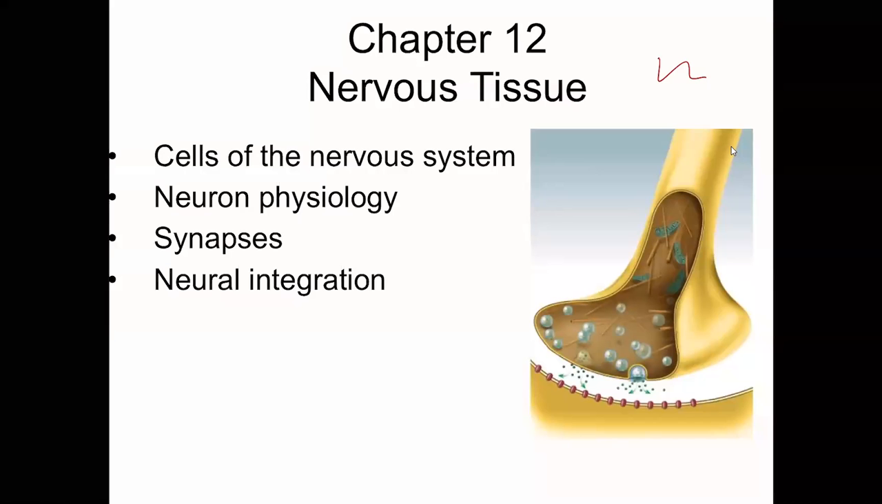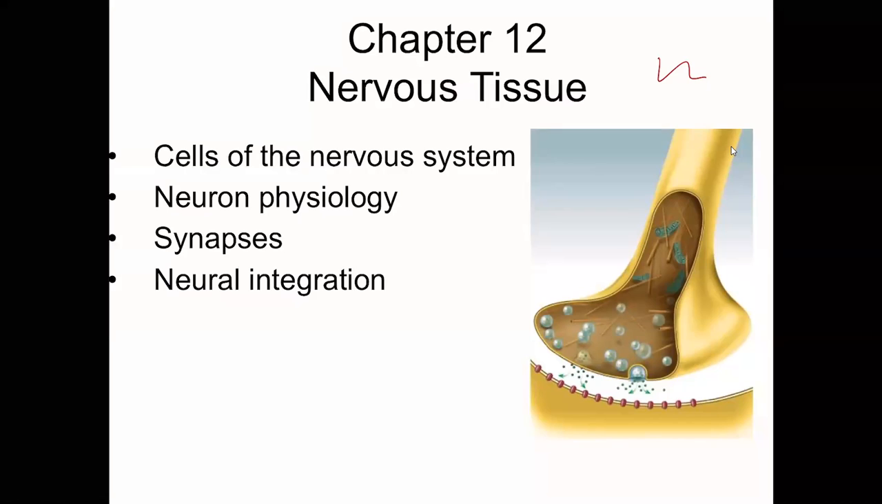This is chapter 12, which is all about nervous tissue and the neural impulse. It has some really important things in it that need to be covered, so let's just start at the beginning. I did fill in a lot of words on the slides, so I don't have to write as much.